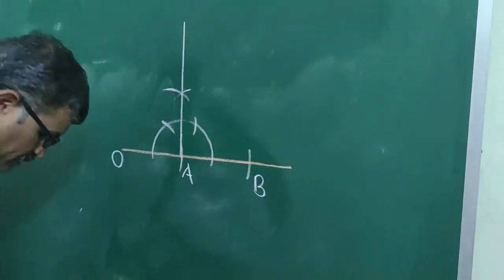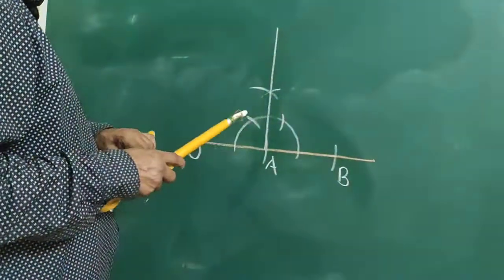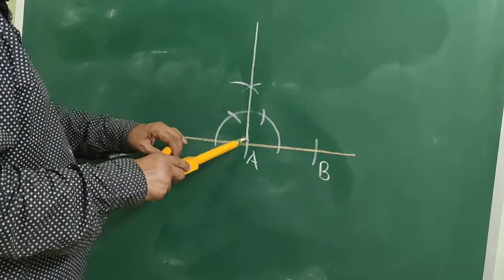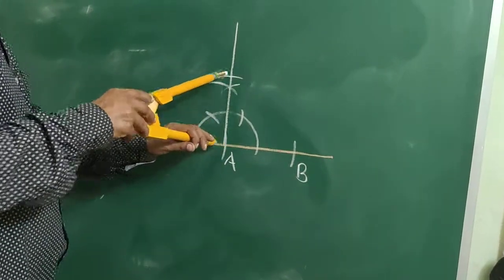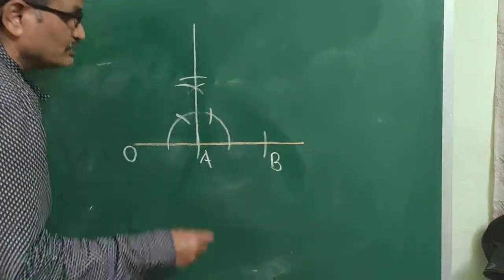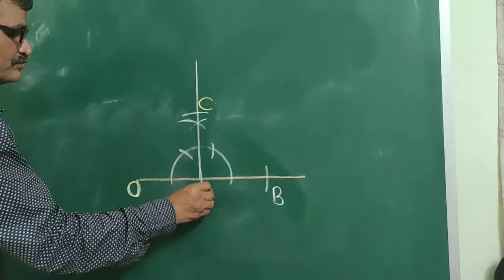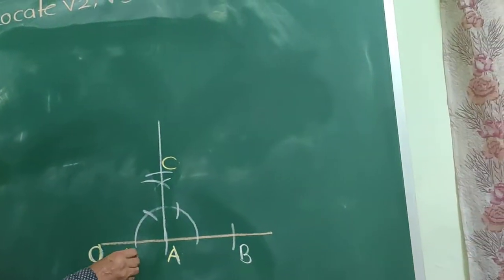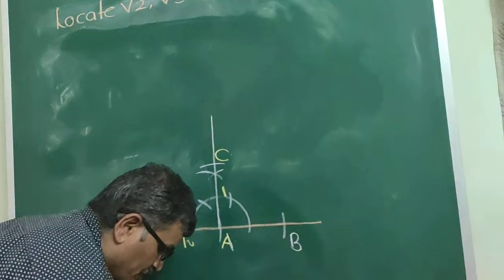And after drawing the perpendicular, again the same 1 unit you have to take. Whatever you have taken here, the same 1 unit you have to mark here. And this point I will call C. This is C, this is O, this is A. And this is 1 unit, this is also 1 unit. Now let me join it here.